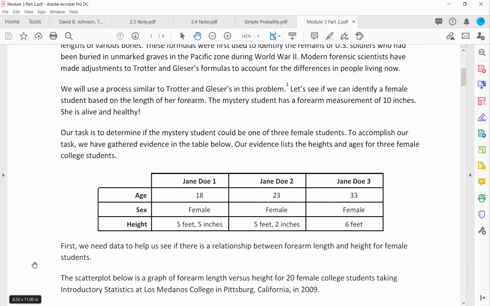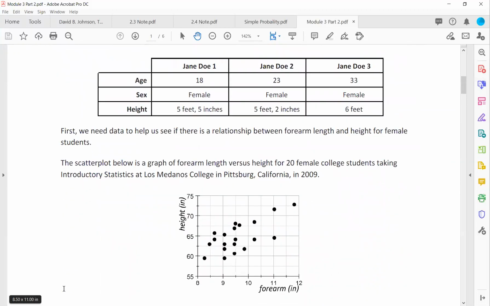Okay, very well. We're going to, for now, use a scatter plot. The scatter plot below is a graph of forearm length versus height for 20 female college students taking introductory statistics at Los Medanos College in Pittsburg, California in 2009. Okay, here we go. We have our scatter plot. Let us take a look at the scatter plot. Let's try to analyze the scatter plot.